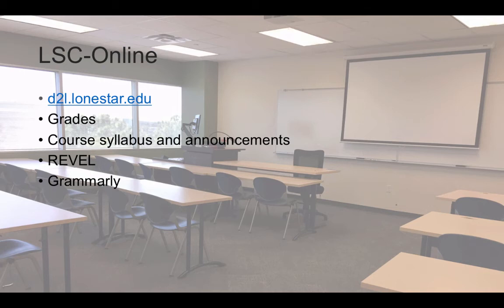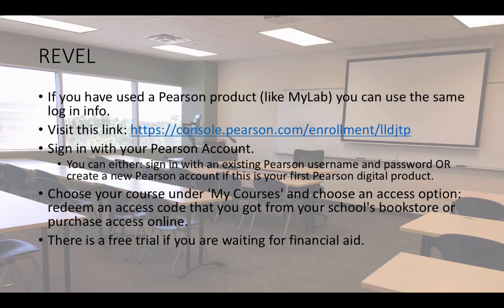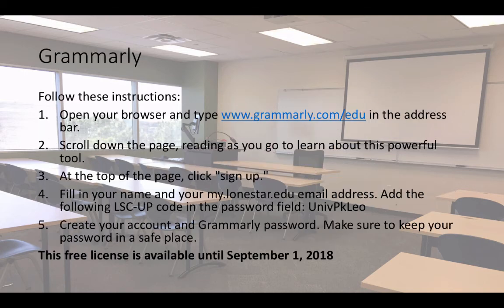In order to access your course, you go to d2l.lonestar.edu, and the areas that you'll most likely be looking at will be grades and content. So here is how you access REVEL, and this is the online textbook. There's a link here, which is the same as the link I've put in D2L, and that'll actually take you to where you can purchase just the access to the ebook. Grammarly is a free service that Lone Star University Park has access to until September 1st, 2018 for free. Grammarly teaches you to be a better writer as long as you pay attention to what it's saying. It's also an extra credit assignment, so I recommend getting it.